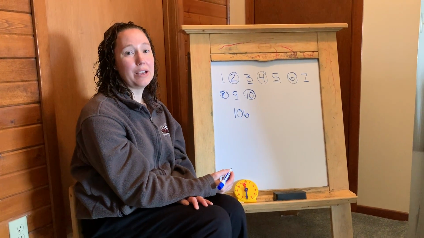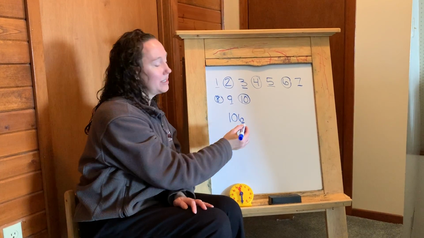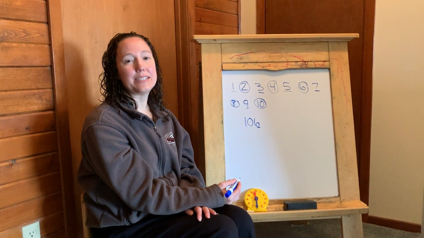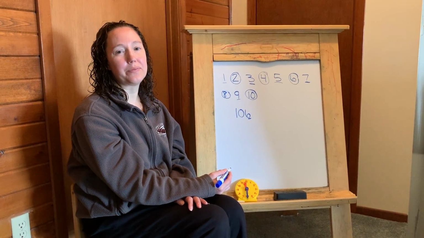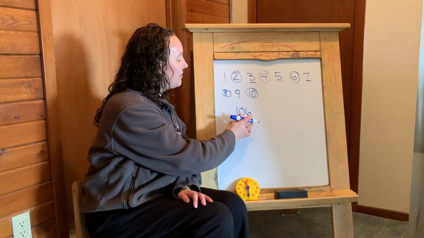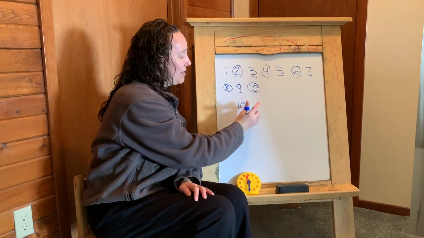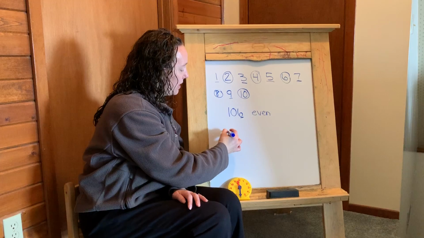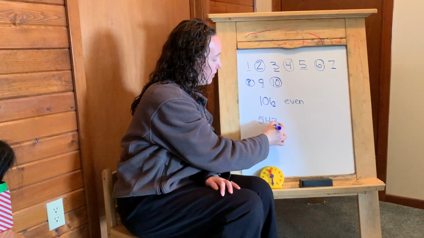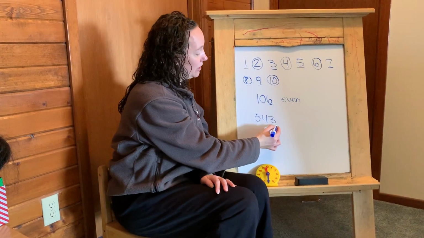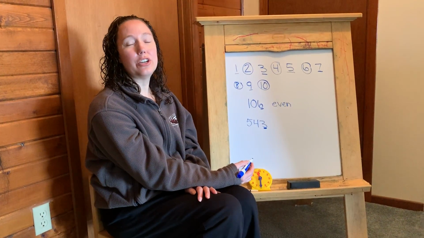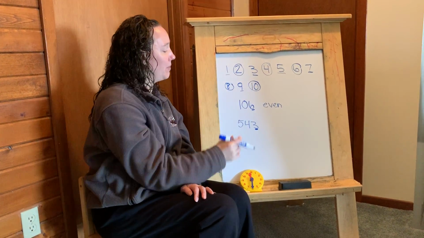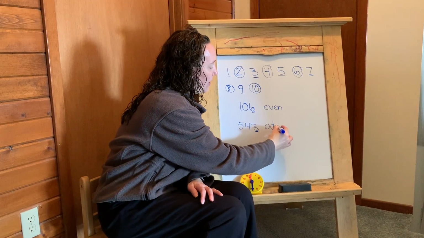All right, I'm going to give you a problem, or a bigger number, 106. When we look at this number, the number that we look at is the very last number, and that's going to tell us if this number is odd or even. So the last number is 6. Is 6 an even number or an odd number? 6 is an even number, so this will be an even number. What about the number 543? Again, I just need to look at that last number and determine, is 3 odd or even? We determined 3 was an odd number, so this would be odd.